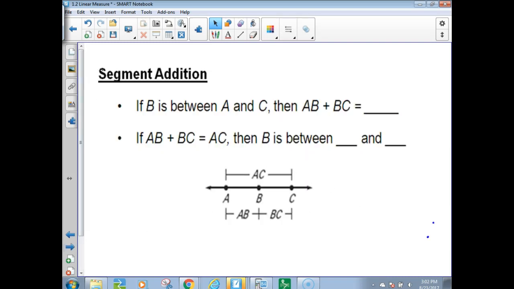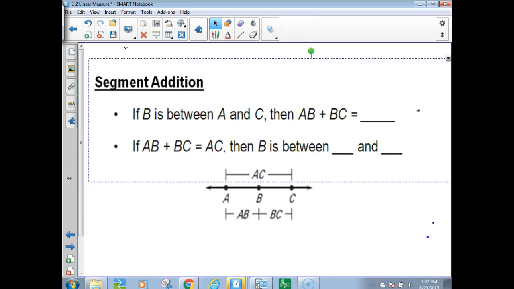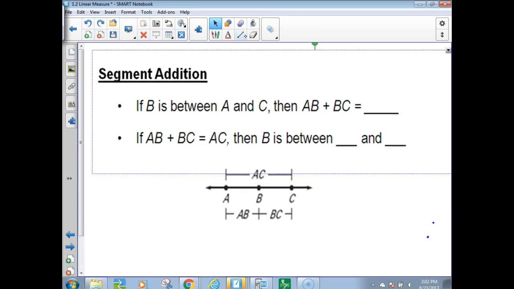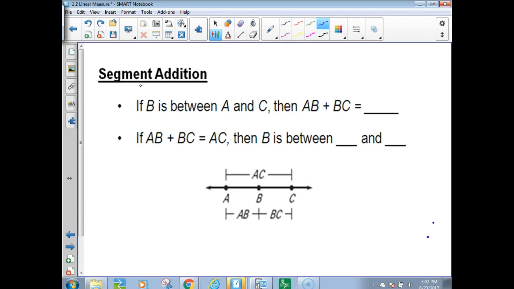Now, this is a postulate, actually. It's called the segment addition postulate. It is very important in geometry. We will use this thing a lot. If B is between A and C, okay, what would that look like? Let's draw a little picture because it's down there.